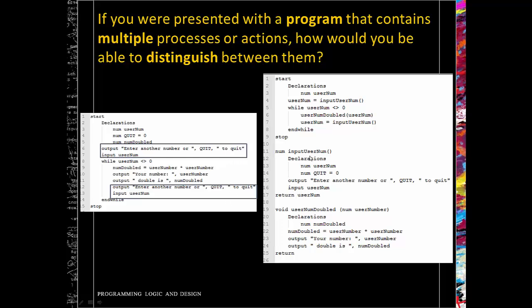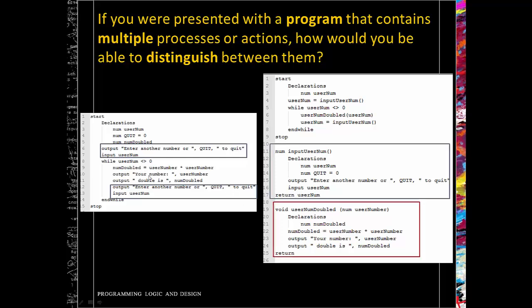Yeah, we input the user num. Then now we need to identify another process, where we are doubling our number. And that process, we now make a method for that particular process too.